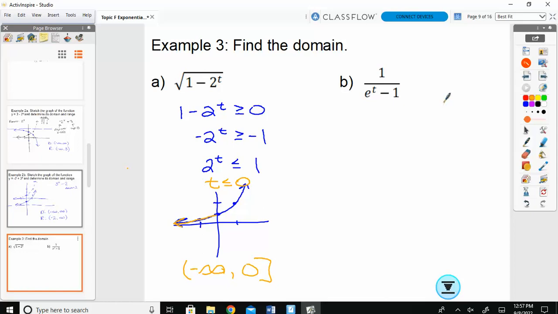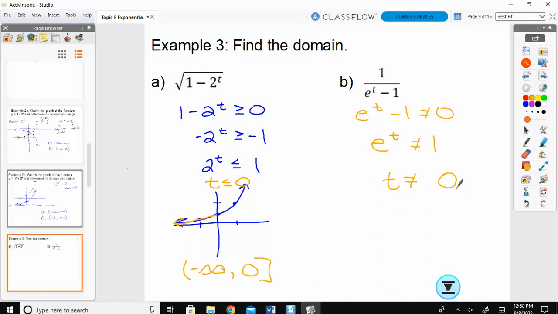It's a fraction, so what can't be true? 1. Okay. So e to the t minus 1 cannot equal 0. So e to the t cannot equal 1. Can you tell me what t can't be? 0. If you want something to a power to equal 1, that means the power has to be 0. So far, so good?